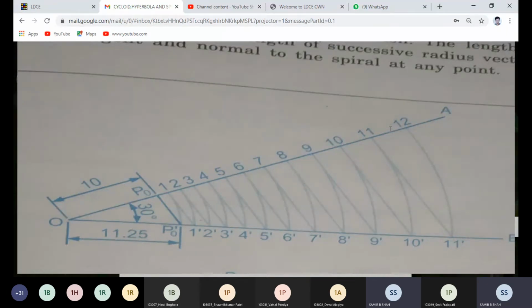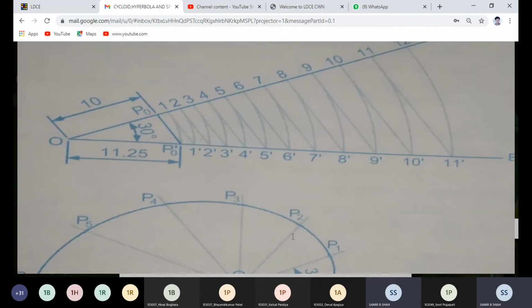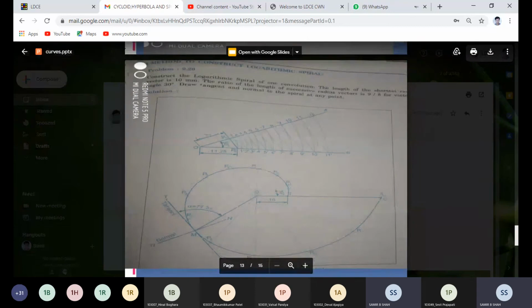The length O21, O22, O23 and up to O212 is the required length of consecutive radius vector. Now we are able to construct the logarithmic spiral. Now we proceed for the spiral.